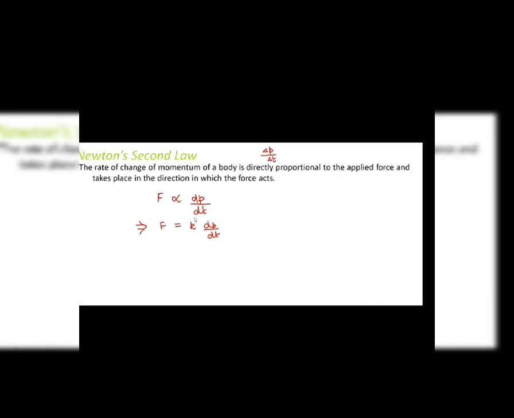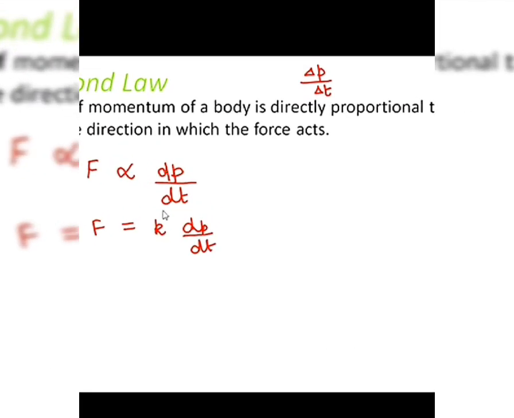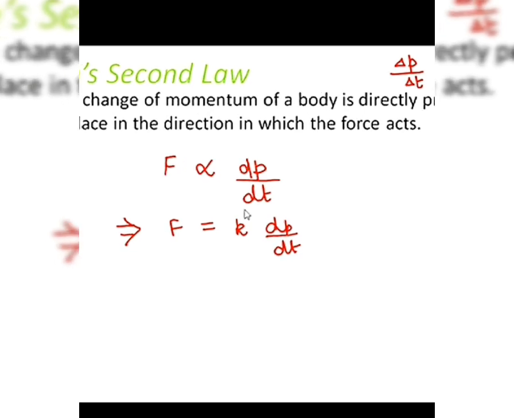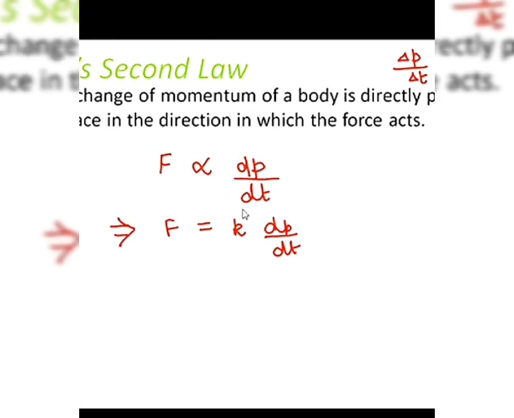The rate of change of momentum can be written as dp by dt. So, force is proportional to dp by dt. Now, you might not be aware of dp by dt. Here, the rate of change of momentum means change in momentum per unit time. You will understand this d by dt in higher classes. Here, this force is directly proportional to dp by dt.